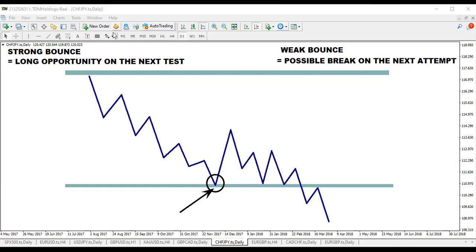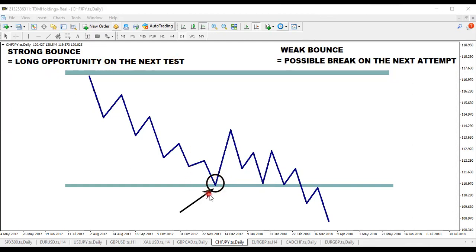We're going to take a look at this reaction, and then we want to analyze and understand what happened previously so that we understand what will happen in future. And then from that bounce, we're looking for two things. We are looking for a strong bounce or a weak bounce. A stronger bounce will mean a long opportunity on the next test.